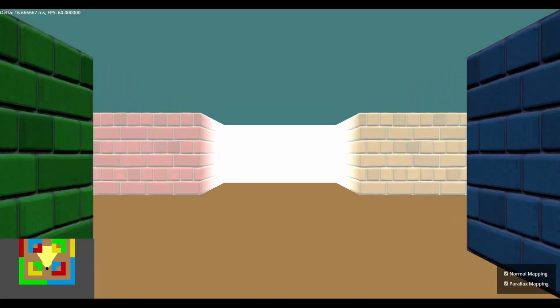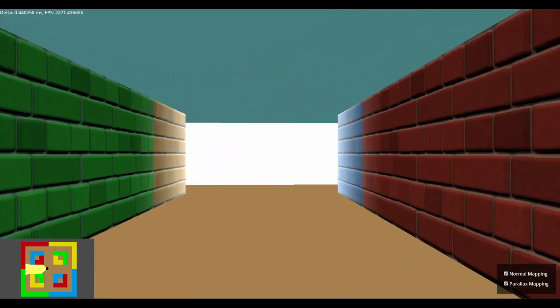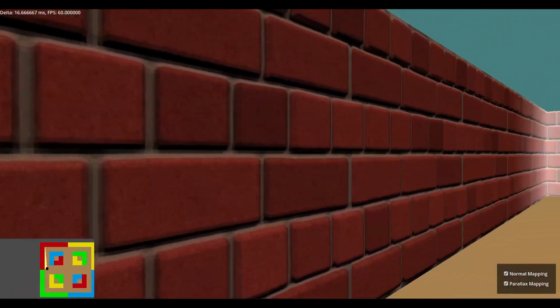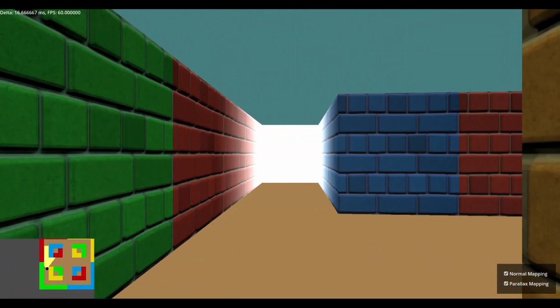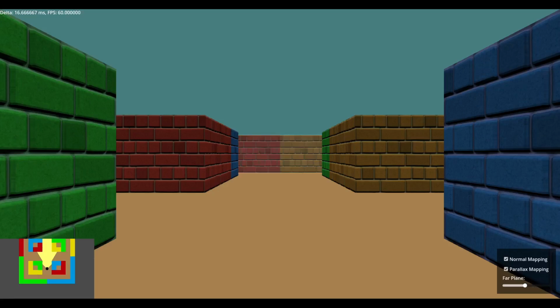The initial attempt is almost correct, although it does look a little off. The main issue is that the floor and ceiling are not being affected by the fog. Remember, these are drawn as solid colors and don't currently have a concept of distance. However, using the pixel's v-coordinates, we can actually perform a reverse distance lookup, and the result is pretty effective.